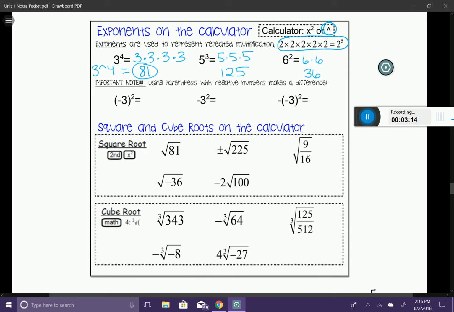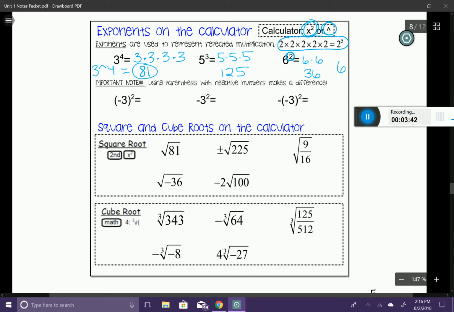Now, remember when I said anything above 2, you need to use the caret? Well, if you just have the power of 2, we call that squaring something, and the calculator actually has a button for it. This one is the other button that you see up at the top, the x squared. So in your calculator, here's what you would do. You would type in 6.